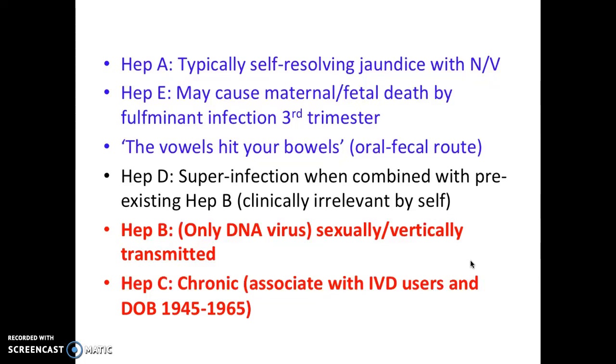The major hepatitis that we'll talk about today, or the major two, will be Hep B and Hep C. So Hep B is the only one of these that's a DNA virus. The rest are RNA. It's transmitted sexually and vertically. Hep C virus is more associated with your chronic hepatitis, and this is typically seen in IV drug users. And you want to screen people who were born between 1945 and 1965 for hepatitis C.